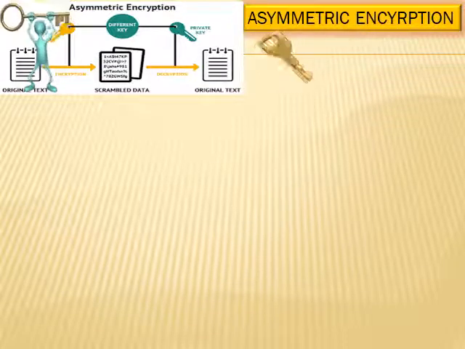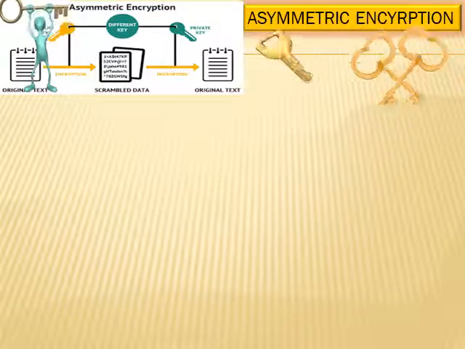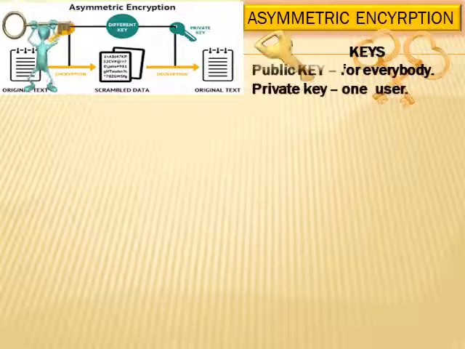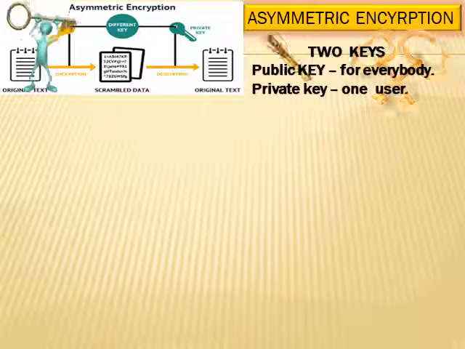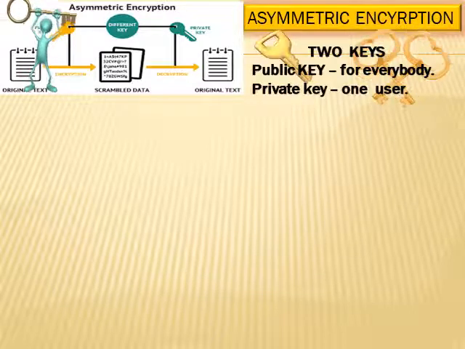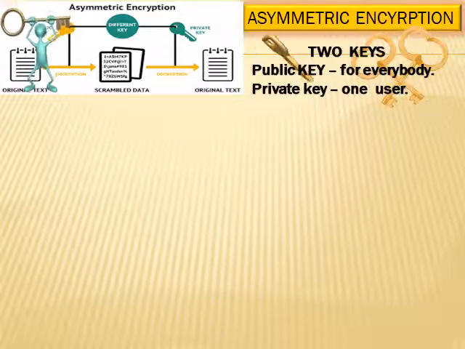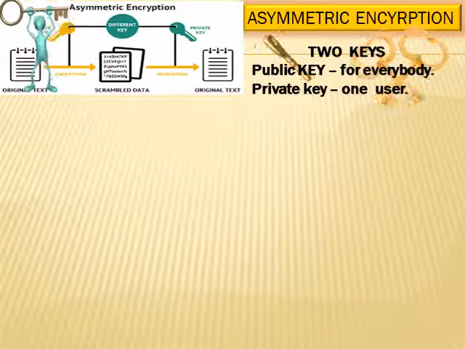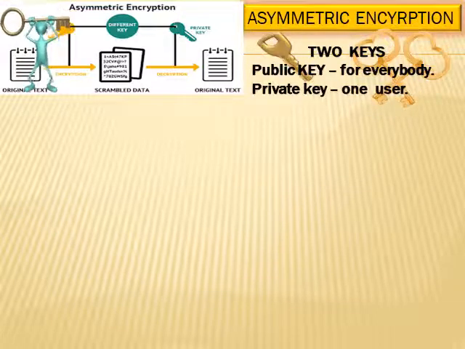In this method, it uses two keys. One is the public key, and the second is called the private key. The public key is distributed to everybody in the network. The private key is only assigned to the individual computer user. How is asymmetric encryption used? Remember, it involves two different keys in this method.